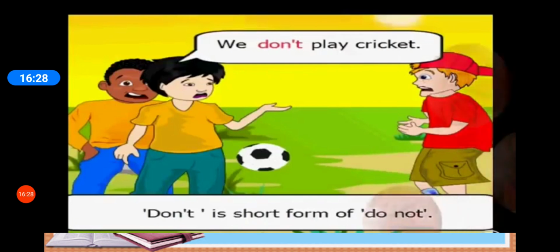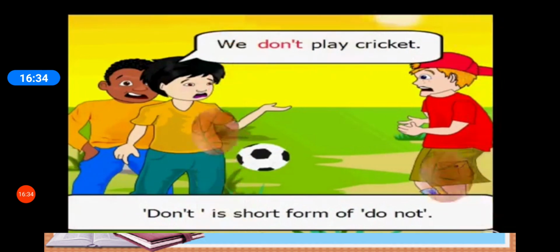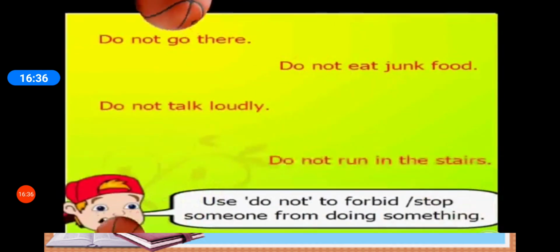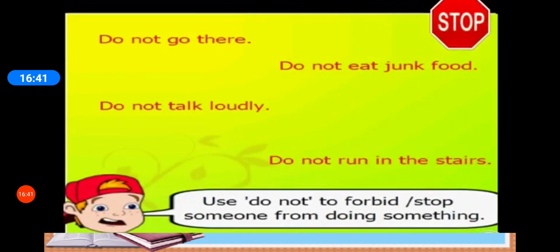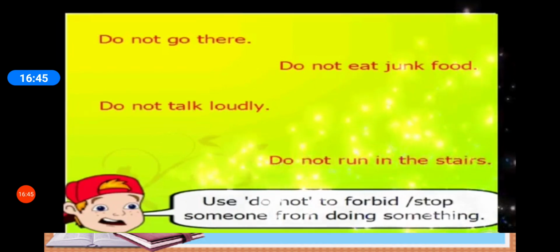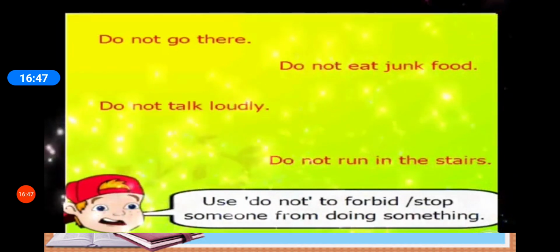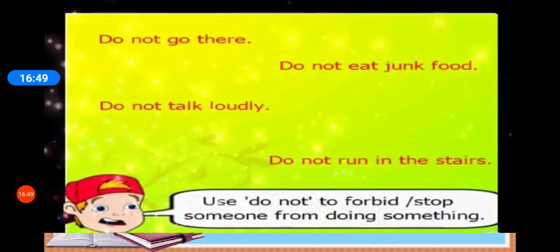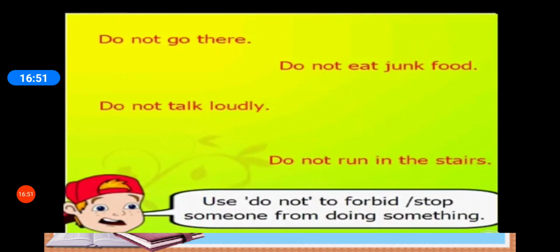We don't play cricket. Don't is the short form of do not. We often use do not or don't to forbid or stop someone from doing something. For example, do not go there. Do not eat junk food. Do not talk loudly. Do not run on the stairs.